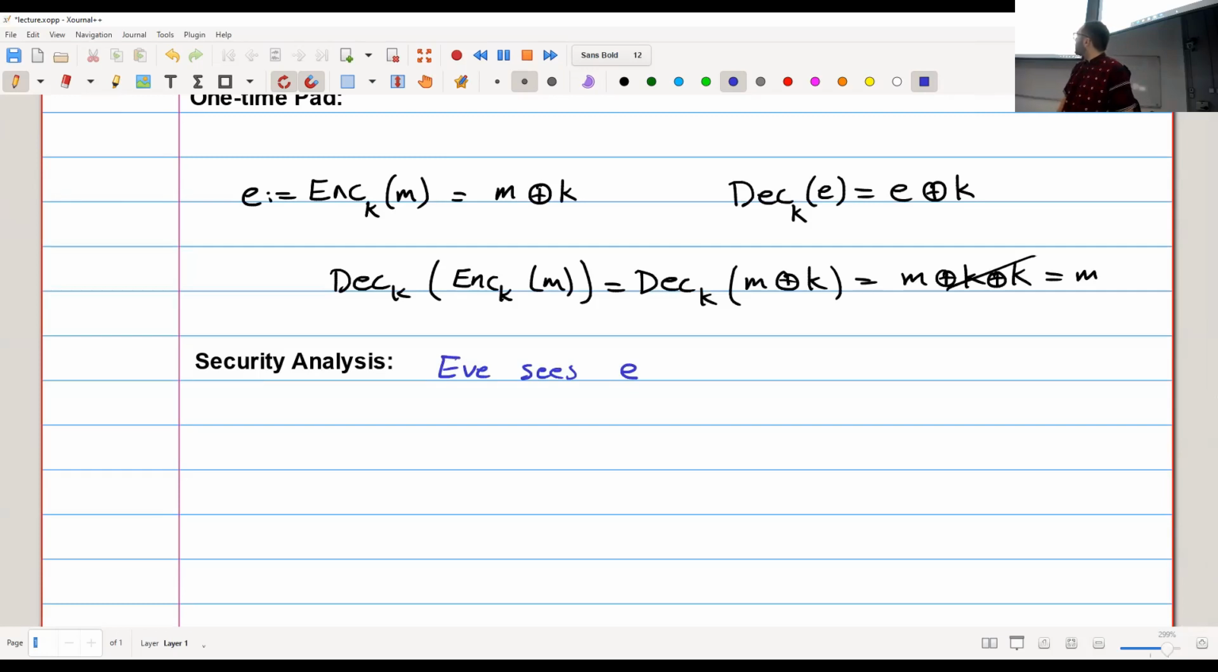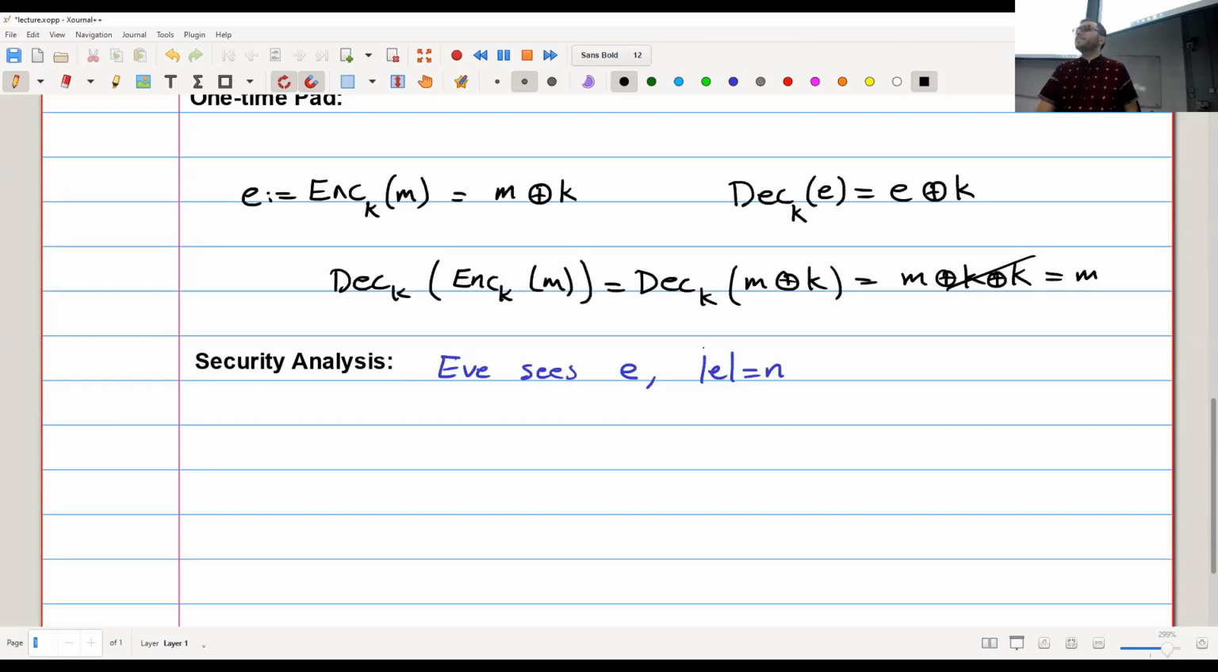And what do I know? I know that this is the result of an encryption, and we assume that the encryption algorithm is public. So I know that the encryption was using XOR. I know the algorithm, I just don't know the key. Okay. So what are the options that I can have in my mind for the different messages that might be possible? Let's say that I see this E, and let's say that the length of E is n. So I have n bits in the encrypted message. Now, I also know that the original message had n bits.